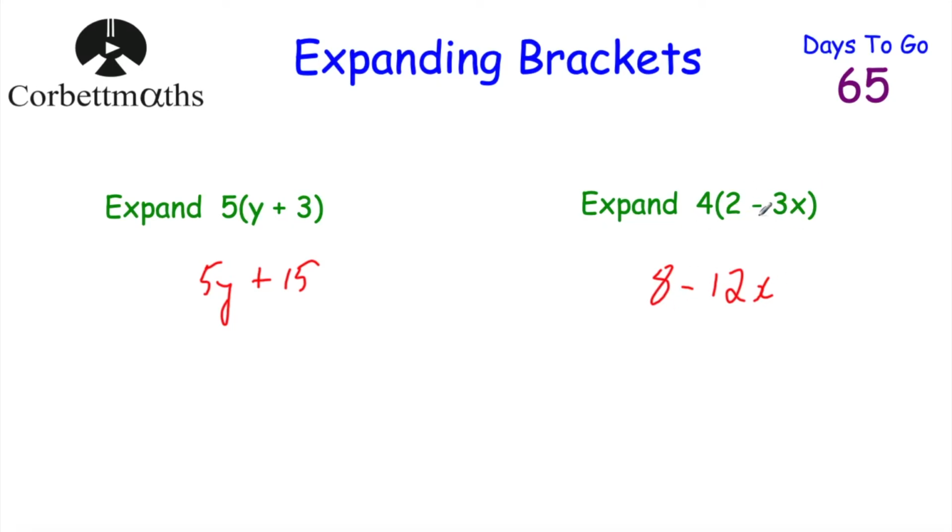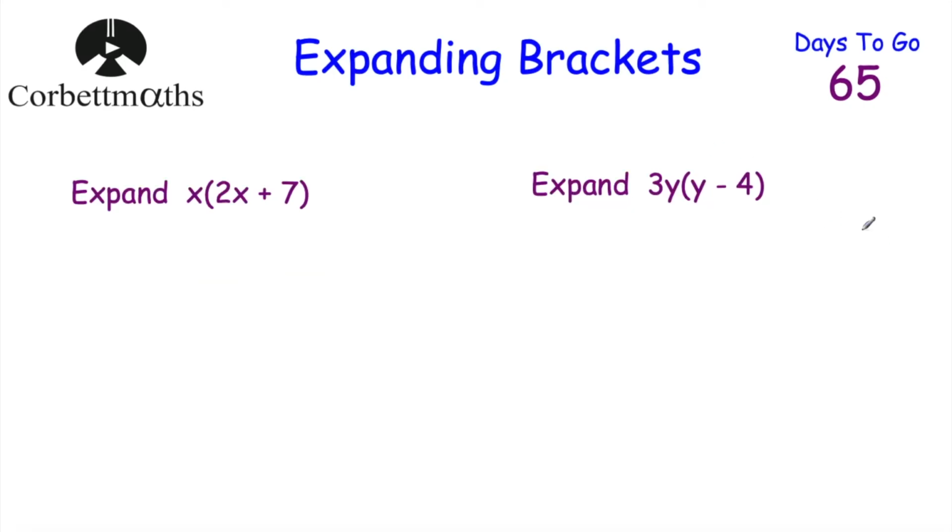Again, you could write a list of 2 minus 3x, 2 minus 3x, 2 minus 3x, and 2 minus 3x, and if you simplify that, that's equal to 8 minus 12x. So it's much quicker to just multiply what's inside by the term outside. Okay, let's have a look at 2 more examples.